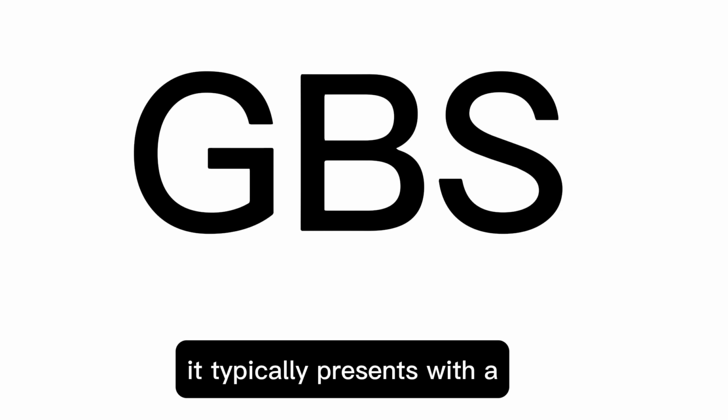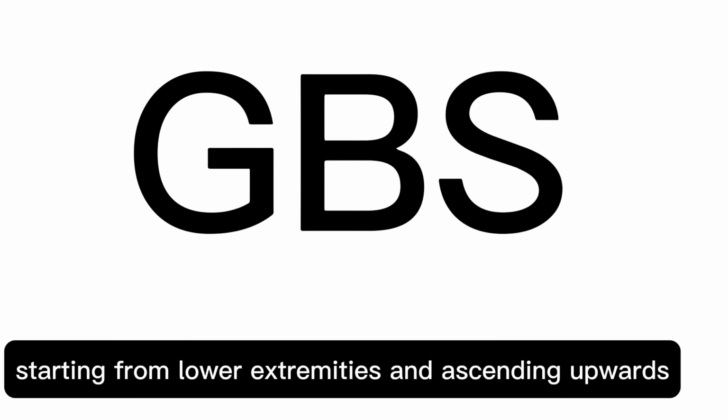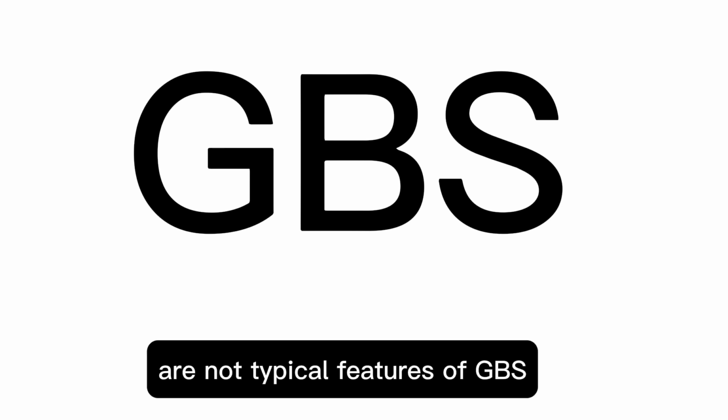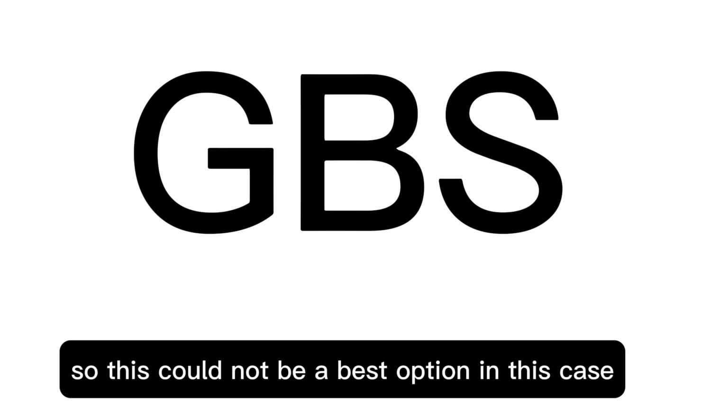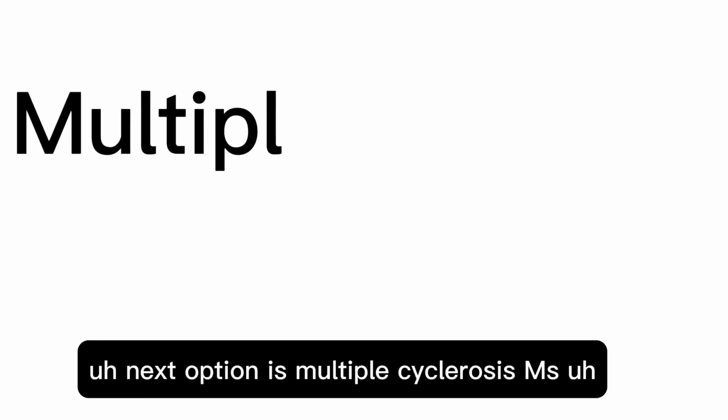Let's talk about the first option, GBS, Guillain-Barré syndrome. It typically presents with a rapid onset of ascending weakness starting from the lower extremities and ascending upwards. A sensory level and urinary incontinence are not typical features of GBS, so this could not be the best option in this case.